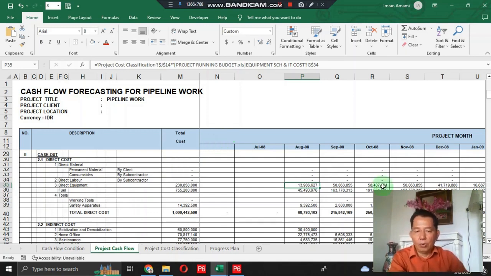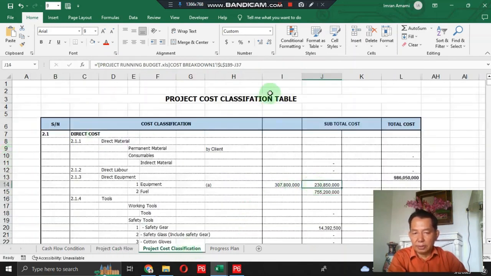Okay, for the first cost allocation for direct equipment here, the number is taken from the project cost classification worksheet, multiplied by the project running budget Excel, in the worksheet equipment schedule, and its cost is in cell G34 here. Let me check. Project cost classification is cell G14 here. This is G column, and this is row 14.